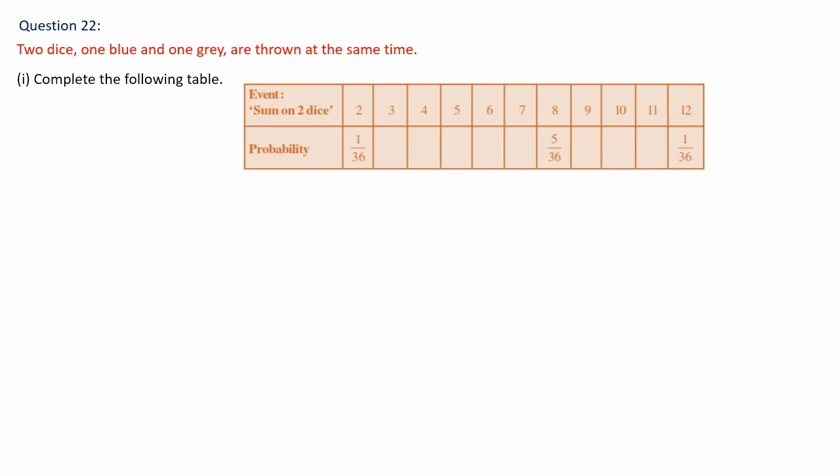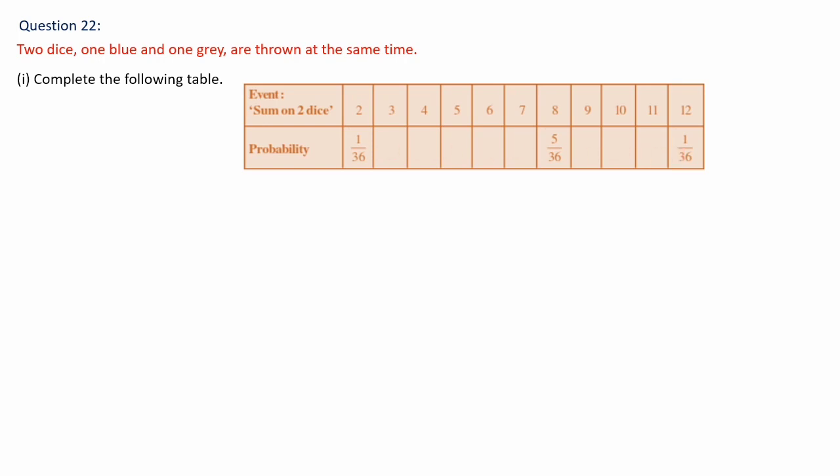So some probabilities are mentioned here. Probability of the event getting a sum 2 on the dice is 1 by 36, and here sum 8 means the probability is 8 by 36. Again sum 12, the probability is 1 by 36. We have to fill these empty boxes.